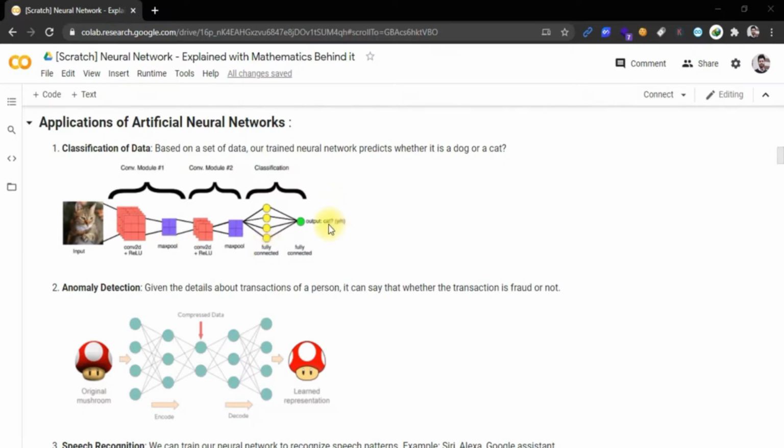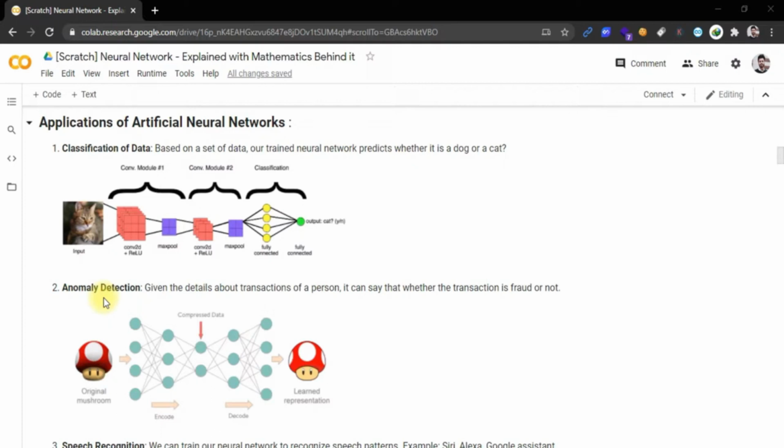So in this way, the neural networks help you to classify your data into certain categories. And the next part is anomaly detection. Anomalies are basically outliers in your data, data that is not supposed to be a part of your actual data. Those are called outliers.